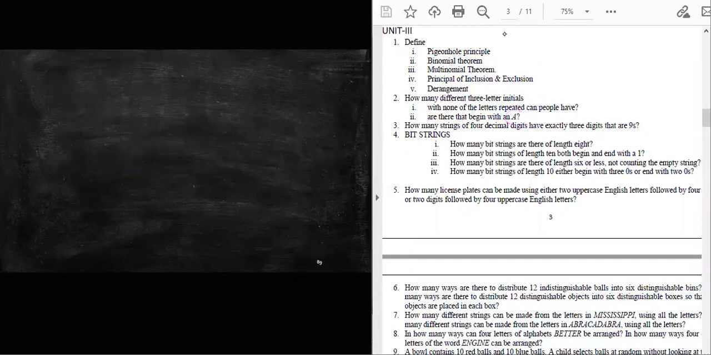Now, what is the next question? Next question is, how many strings of 4 decimal digits have exactly 3 digits that are 9? Now, what are we considering over here? We want a string of 4 digits in which 3 of the digits should be 9. So, for this solution, let's take the condition as follows. The first 9 we can fill in one way, the second 9 is also filled in one way, the third 9 is also filled in one way.